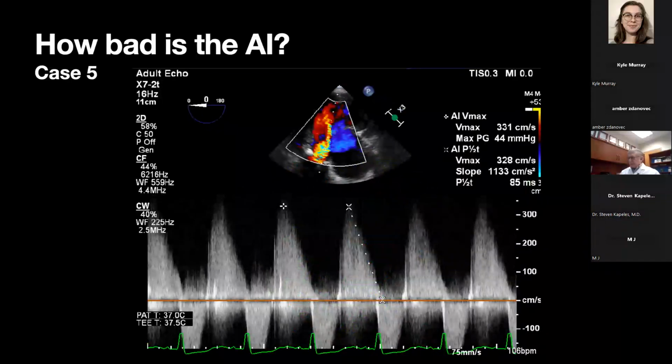All right. So you get pressure half time. What do we think? Very steep. So what is that going along with our thoughts that this might be severe? Yeah, so our value here is 85. Don't be fooled with the AI max value, right? We use V max when we're talking about aortic stenosis, not for the regurgitant jet. But we care about this pressure half time here, 85. So the cutoff's 200, so that's well below. This seems like it might be wide open.